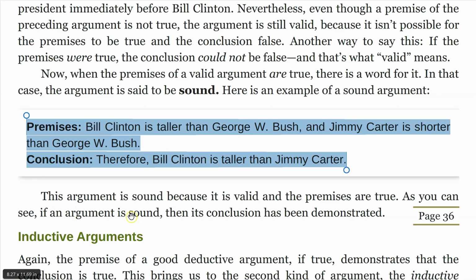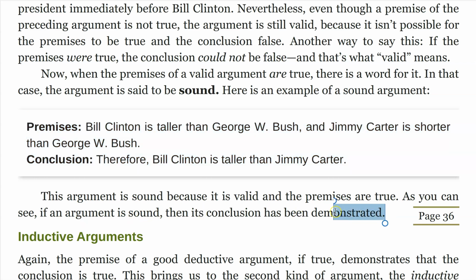As you can see, if an argument is sound, then its conclusion has been demonstrated. Right? This is the demonstration we were talking about. I didn't get these guys on stage and measure them in front of you. It doesn't mean demonstrated in that sense. It means demonstrated in this sense, where I've shown that if these things are true, then this thing must also be true. I've demonstrated that.